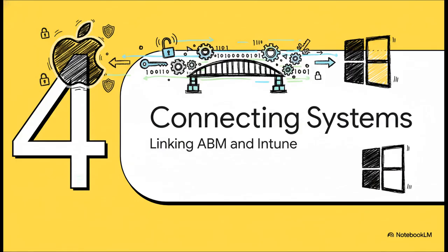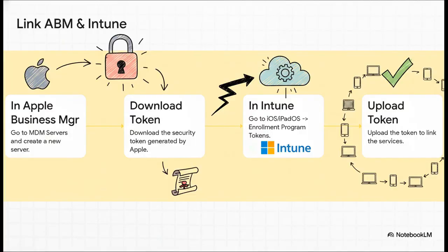What we're about to do is build a totally secure bridge between the Apple universe and the Microsoft universe. This one connection is the engine that powers this entire automated process. This part is basically a super secure digital handshake. You log into your Apple Business Manager, you generate a unique security token for Intune, and then you just upload that token into Intune. That one simple action creates a trusted relationship, proving to both Apple and Microsoft that they are authorized to talk to each other about your devices.